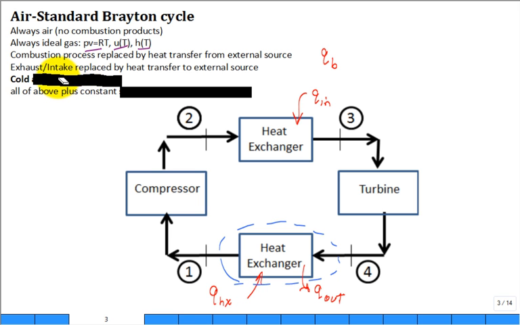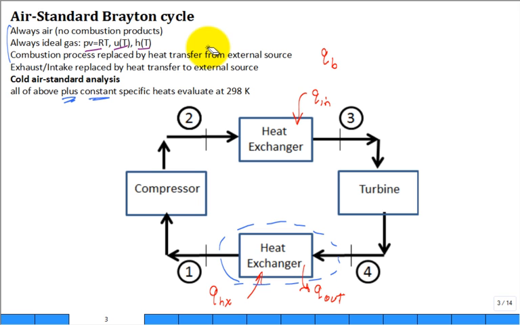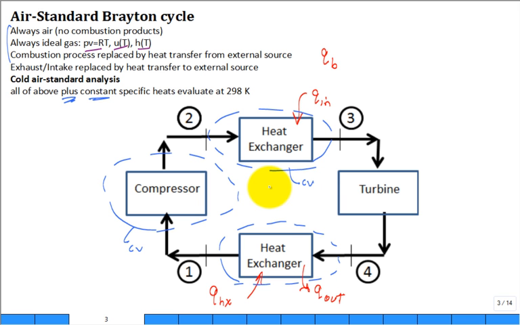If you have the cold air standard analysis of the Brayton cycle, it's everything above. It's air, ideal gas, combustion is replaced by heat transfer, and intake and exhaust are replaced by heat transfer. Plus you use constant specific heats at 298 Kelvin, 25 degrees C. So we have a control volume around each of these components, and then we can analyze the primary heat or work transfers for each of those components and then do a cycle analysis.